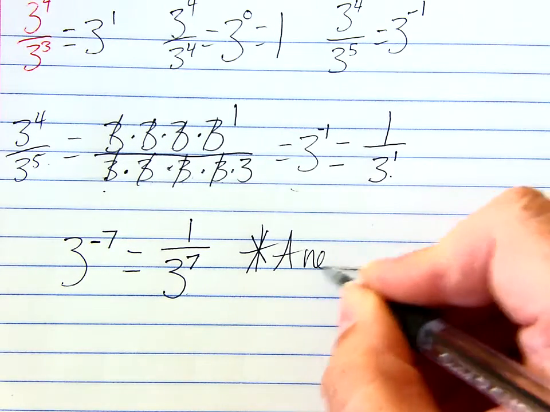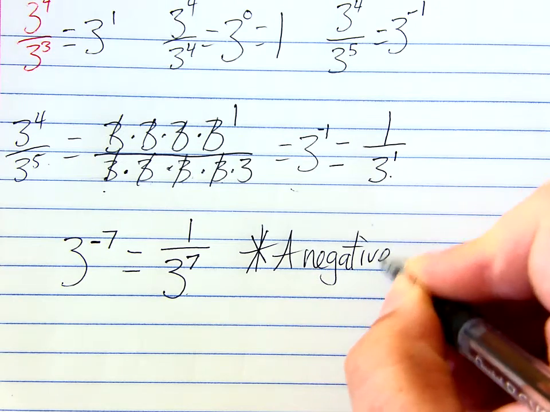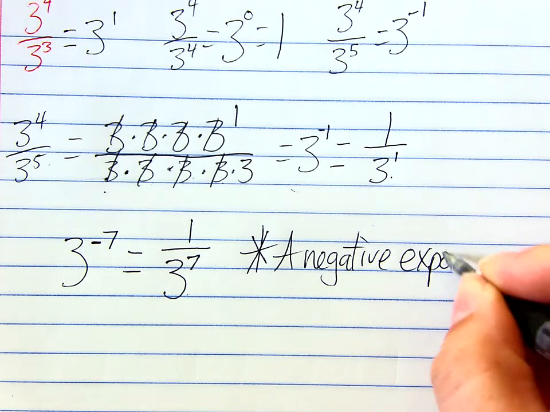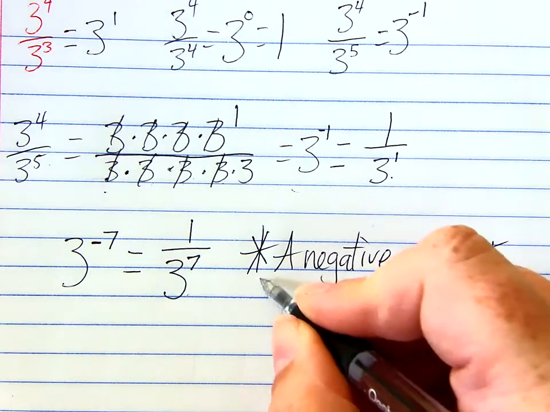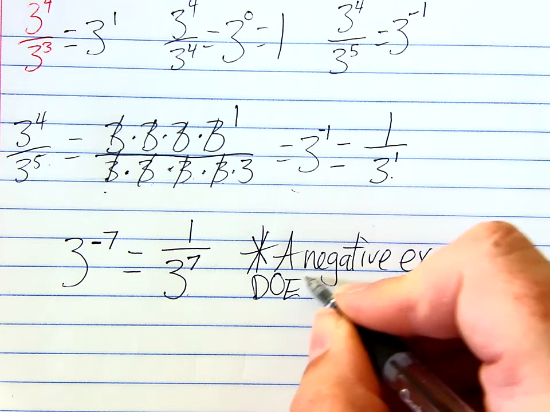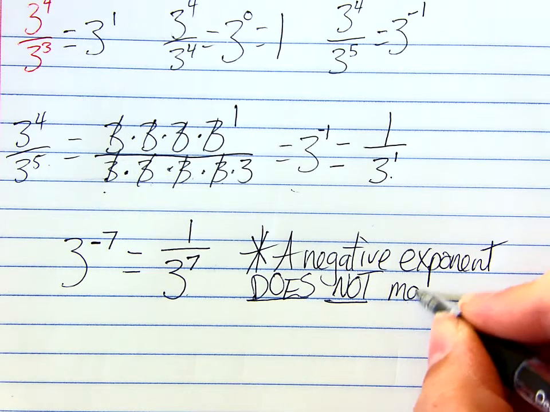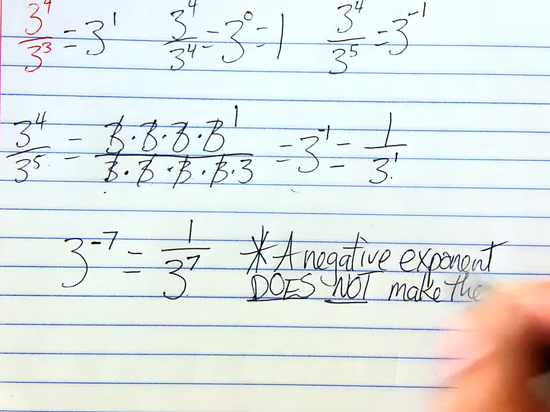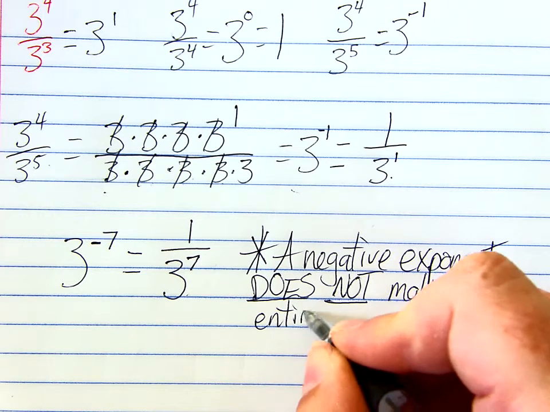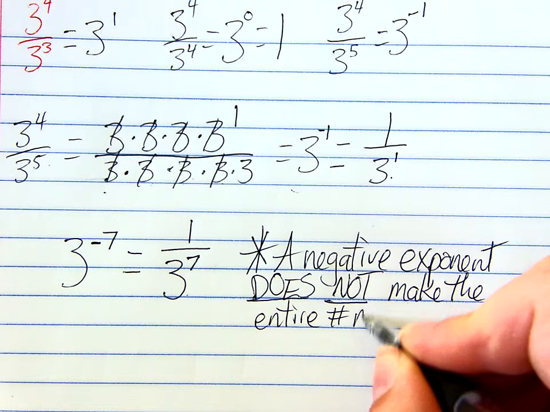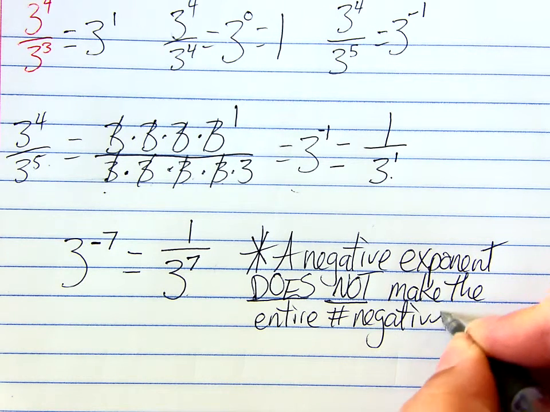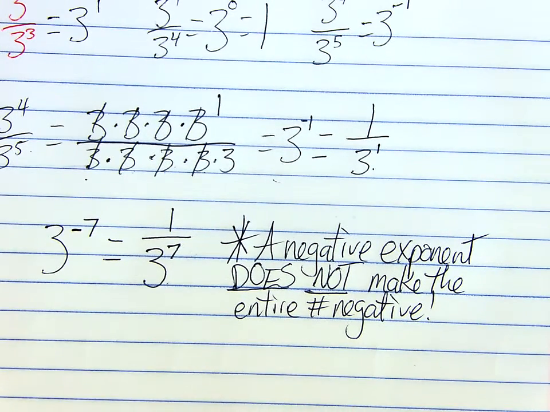This is so important that I'm going to put a big star and say: a negative exponent does not make the entire number negative. That's up to the number. If the number's a negative number, fine. If it's not a negative number, it's going to remain not a negative number.